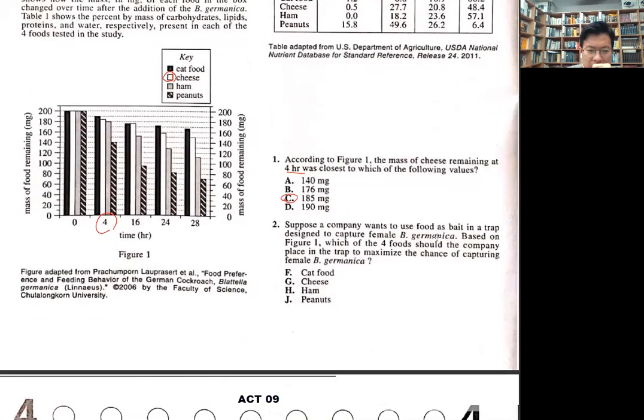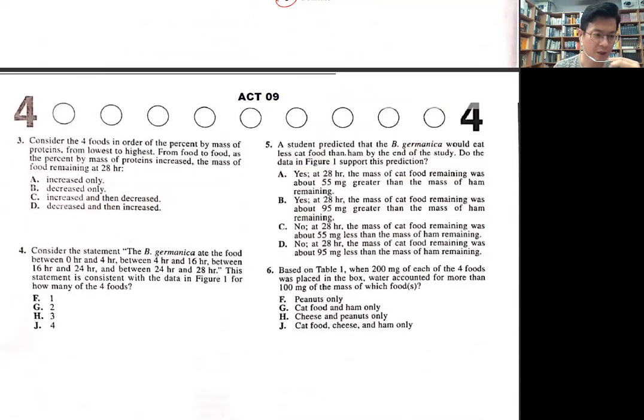If the company wants to use food as bait in the trap design, based on figure 1, which food should the company place in the trap to maximize the chance of capture? We want the highest consumption, so the one where the mass of food remaining is least. Okay, food remaining is less, so peanut. They actually consume more.